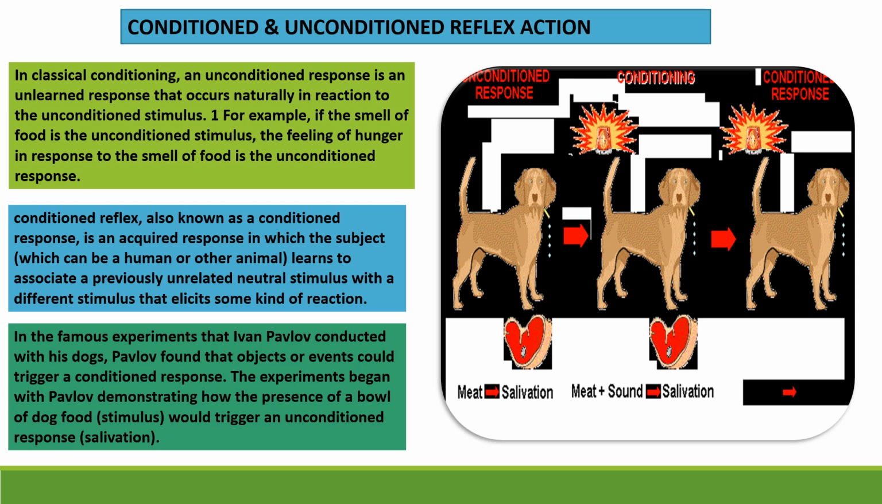In the famous experiments that Ivan Pavlov conducted with his dogs, Pavlov found that objects or events could trigger a conditioned response. The experiments began with Pavlov demonstrating how the presence of a bowl of dog food, that is the stimulus, would trigger an unconditioned response, salivation.